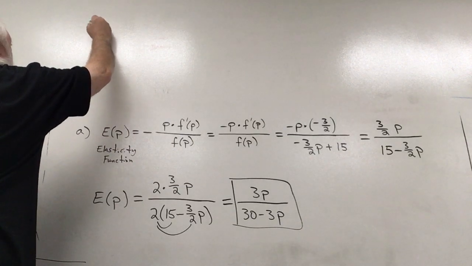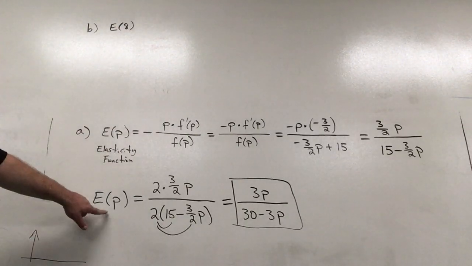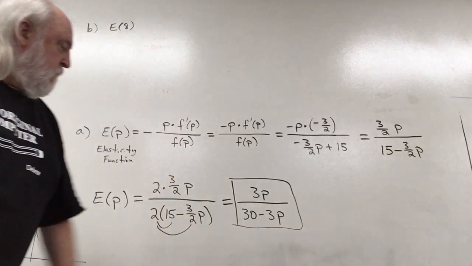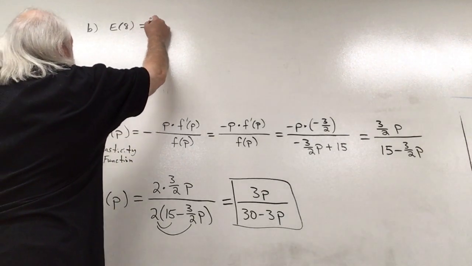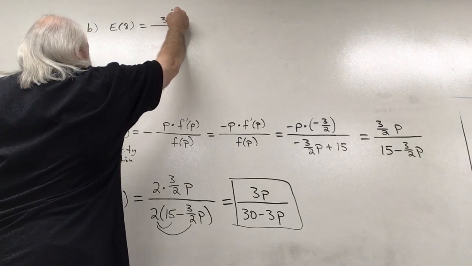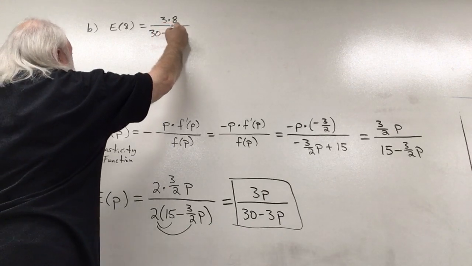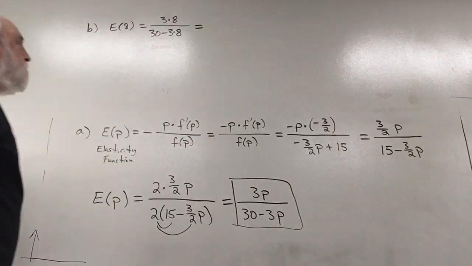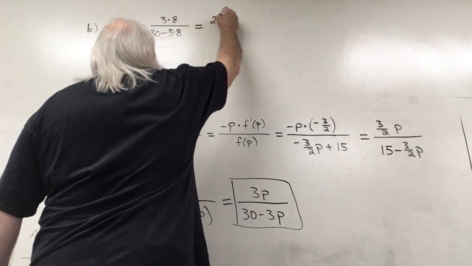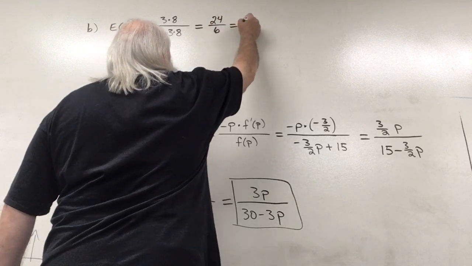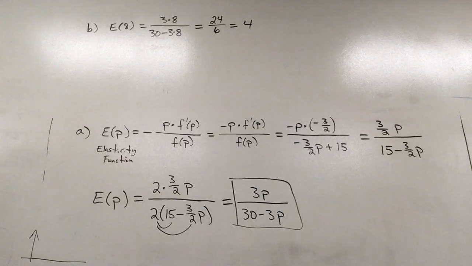So in part B, we just put in 8 for p down here on the right-hand side. And when we do that, we have E of 8 is equal to 3 times 8 over 30 minus 3 times 8. And so in the numerator, that's equal to 24. In the denominator, that's equal to 6. And 24 divided by 6 is equal to 4.